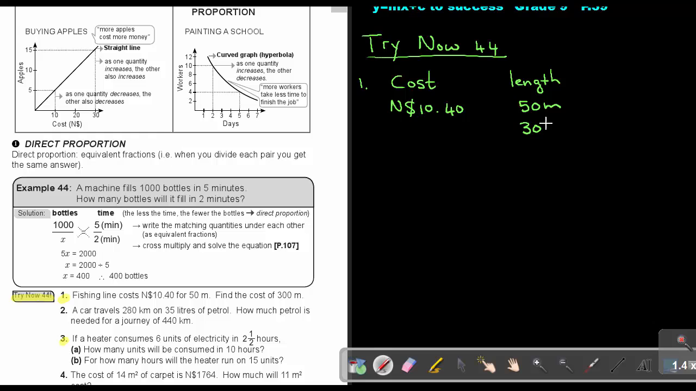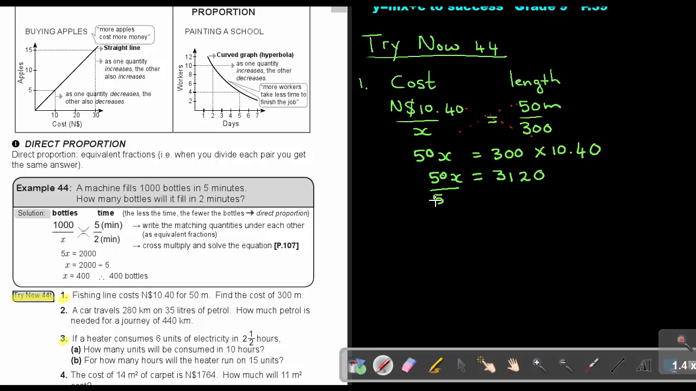So this is 300. Now remember, this is going to form equivalent fractions. So let's just make this X. Now because this is equivalent, I can cross multiply. So start with the X. X times 50 is 50X, and that's 300 times 10.40. So that is going to give me an answer of 3120, and this is 50x.